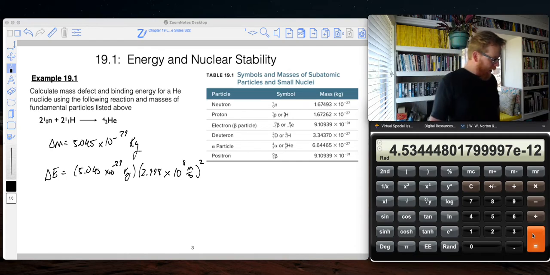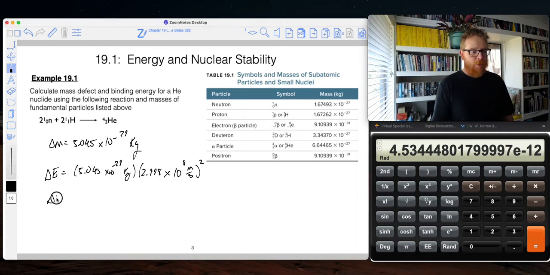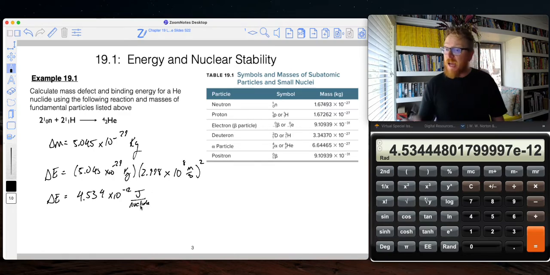Okay, and this doesn't look like a whole lot when I get this number. So it looks quite small, right? It's 4.53. We use 1, 2, 3, 4 sig figs. So 4.534 times 10 to the minus 12 joules. And that's technically joules per single nuclide, or joule per single helium nucleus.